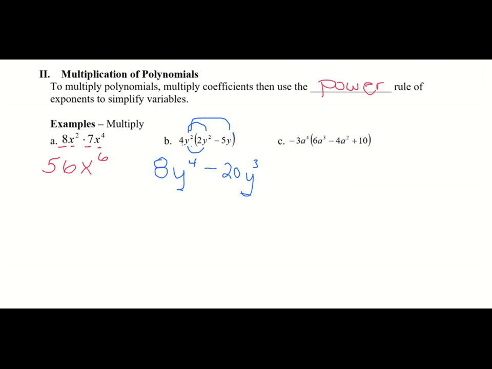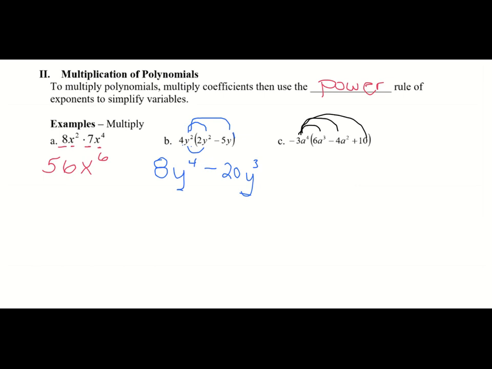All right, for C, again, we're going to do the same thing. We are going to distribute, but now we have 3 terms on the inside. So we're going to distribute the negative 3a to the 4th to 6a cubed, to negative 4a squared, and to positive 10. So again, for C, negative 3a to the 4th times 6a cubed.